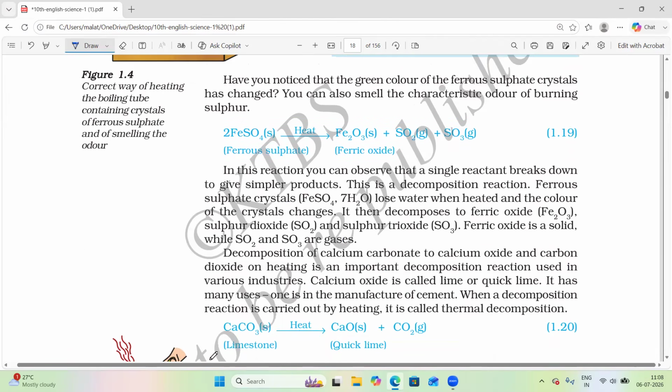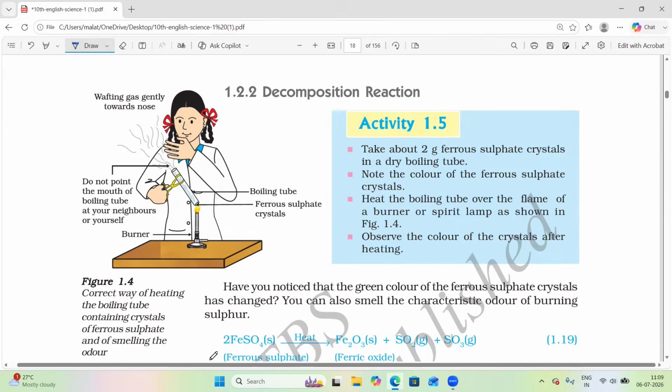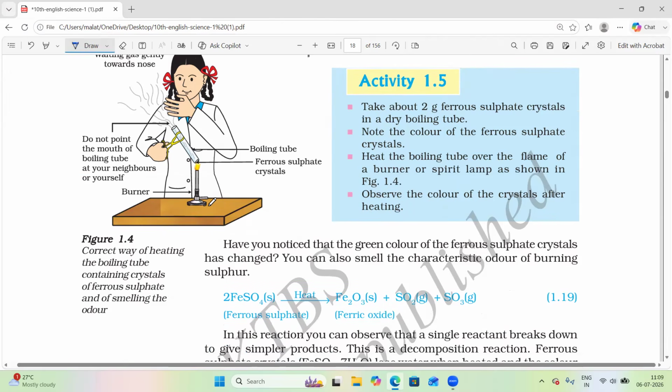Then, if you take one example for decomposition reaction, take one test tube with water. You have to take water in the test tube and start boiling. So what will happen? Will the water be the same? No. H2O will become hydrogen gas and oxygen gas, which will be liberated. Here also we are applying heat energy.